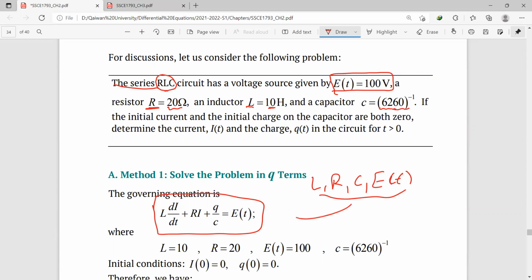If you replace these into the equation, we get, if the initial current and the initial charge are given, that the initial current is I of 0 and the initial charge is Q of 0. It says both are 0. That means I of 0 and Q of 0 both are 0.